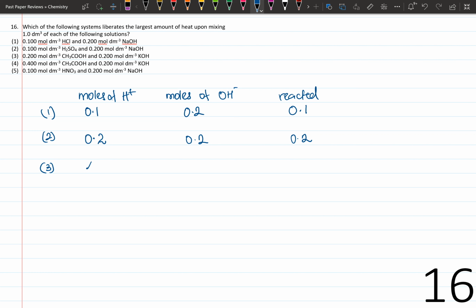Response number 3. Here we have acetic acid, which is a weak acid and therefore will not liberate all of its H+ from the 0.2 moles. Therefore, heat energy released is less. Response 4 is similar to 3, and response 5 is similar to 1. Therefore, the answer is 2.